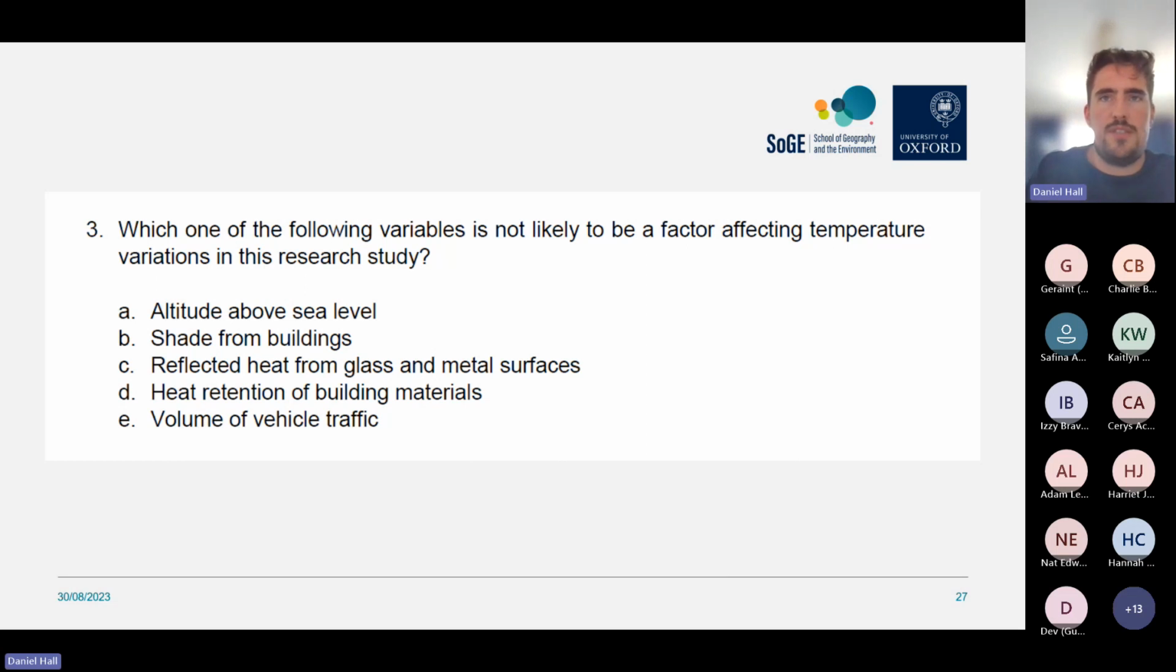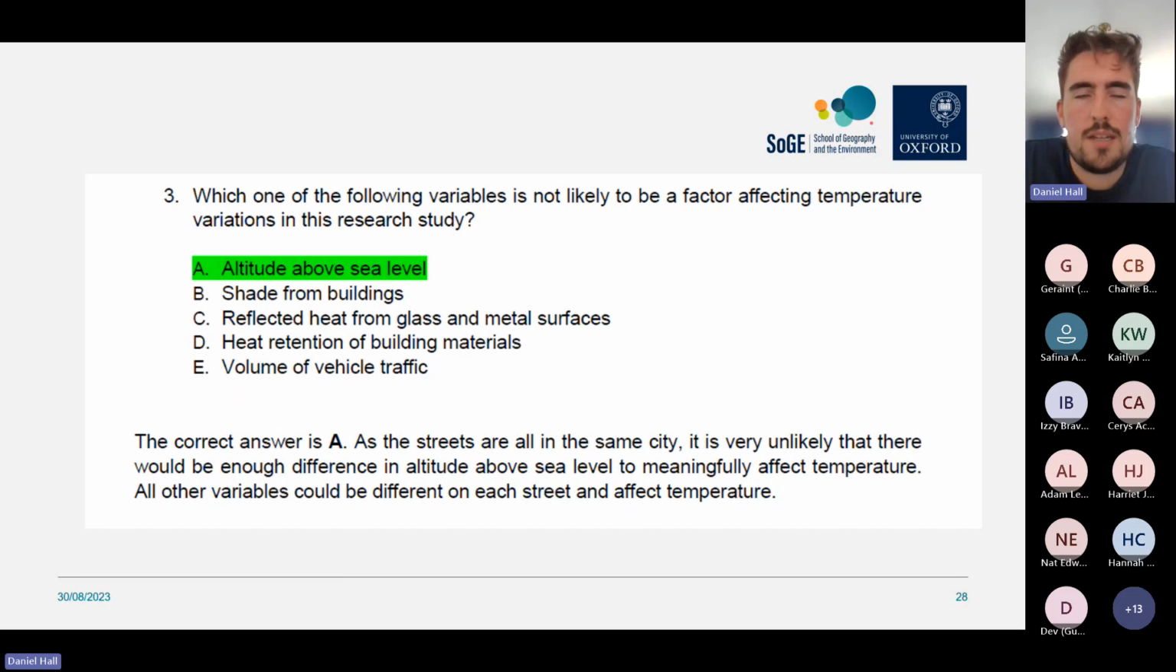Which one of the following variables is not likely to be a factor affecting temperature variations in this research study? So has anyone got an answer for this one? Safina says A. Another A. Okay, 3 A's at the moment. Another A. Okay, fantastic. Yep, you're absolutely right.